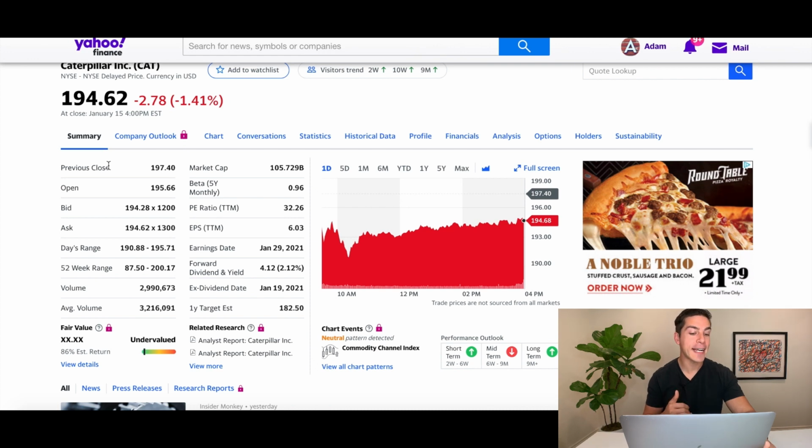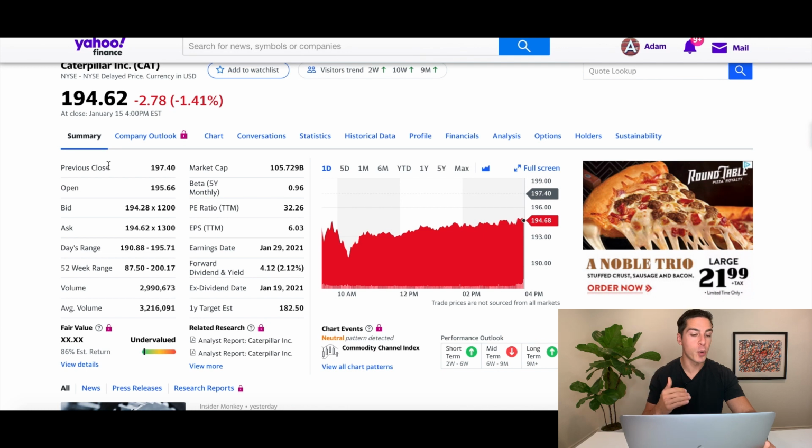So below the ask is the day range. Now this is the price at which the stock was trading throughout the current trading day or the previous trading day, depending on when you're looking at it. In this case, Caterpillar traded as low as $190.88 on Friday, but it also traded as high as $195.71.